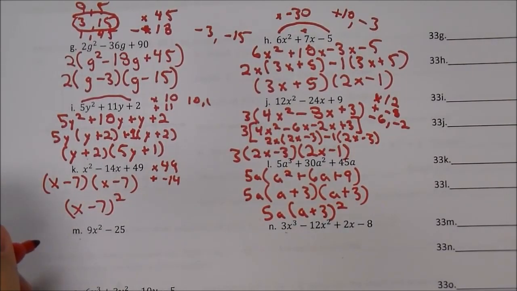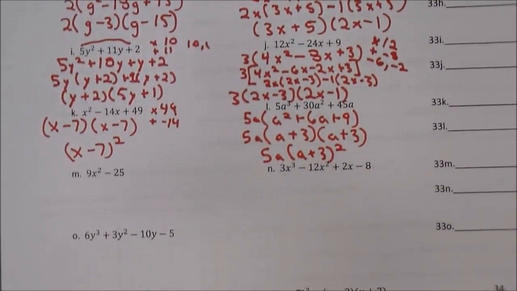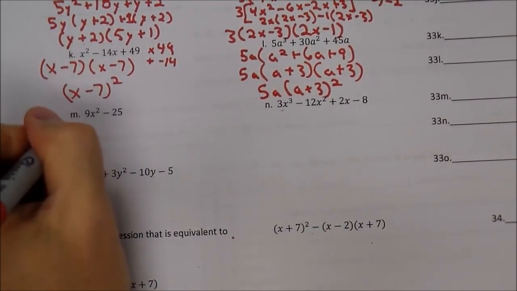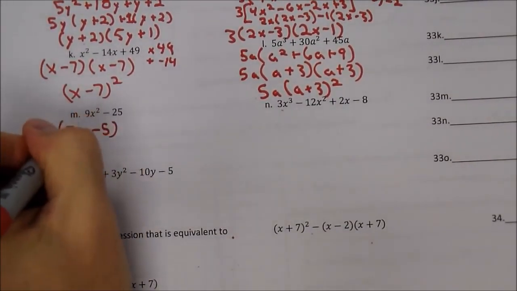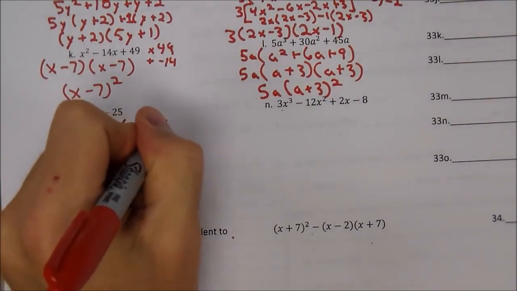M is a difference of two squares. We recognize it because it's two terms and they're both perfect squares. So this one's going to be 3x minus 5, 3x plus 5.